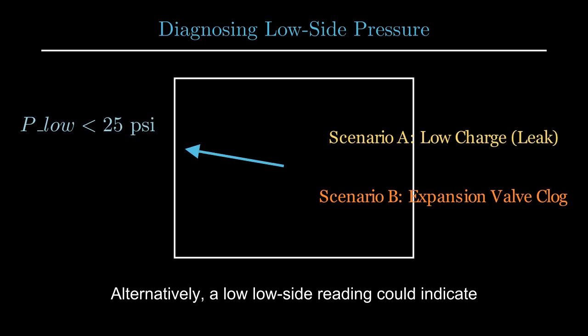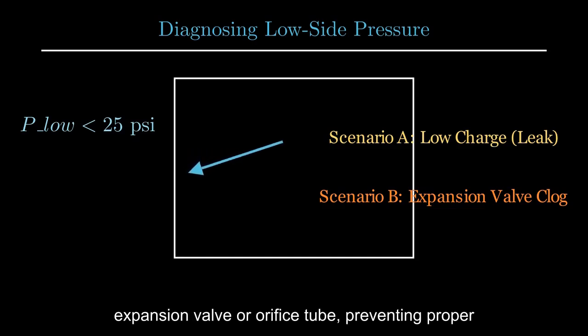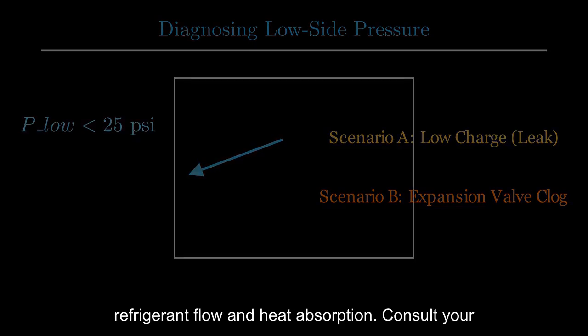Alternatively, a low-side reading could indicate a restriction in the system, such as a clogged expansion valve or orifice tube, preventing proper refrigerant flow and heat absorption. Consult your car's service manual for specific pressure specifications.